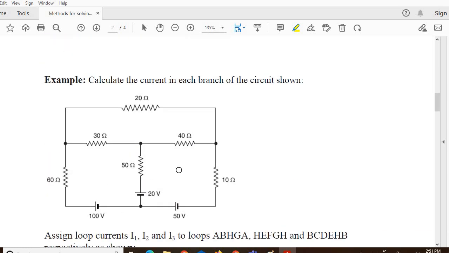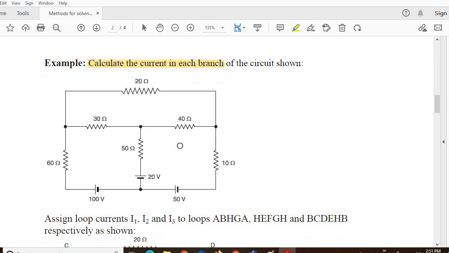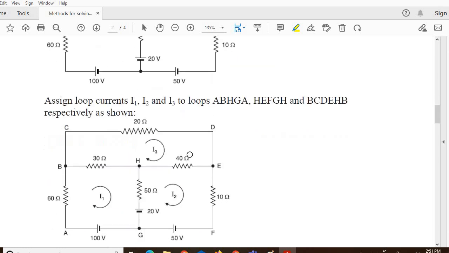Now let us consider an example where we have a circuit shown with a combination. Actually there are three voltage sources, 100 volt, 20 volt and 50 volt, followed by a combination of resistances, and we are asked to calculate the current in each branch. So let us take the current sign conventions, or the direction of current, in this particular manner. For the first loop, A, B, H, G, H, A. That represents the first loop.